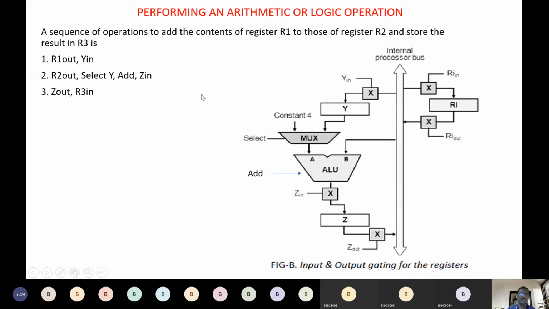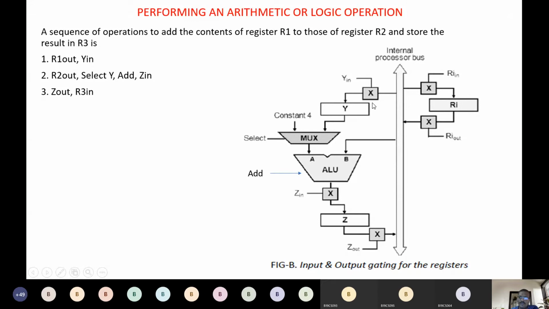So when we say R1 out, it is set to 1. When it is set to 1, data from this register flows to this switch and is placed on the internal processor bus. Now data from R1 is on this bus. How it is sent to the other side is with this one, Y in. What is Y? Y is this register Y. And what is its signal? The Y in signal. This is the input signal.